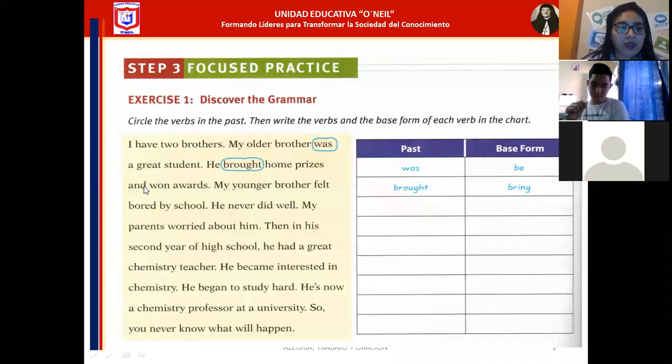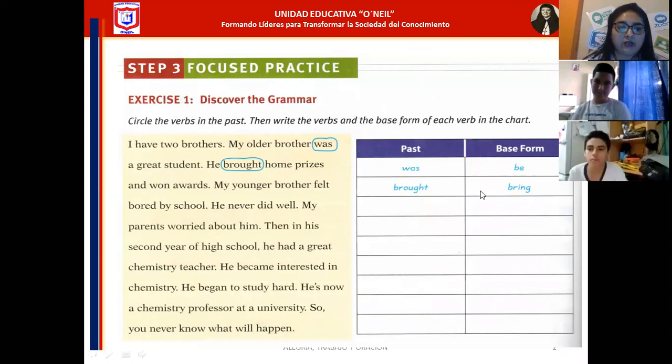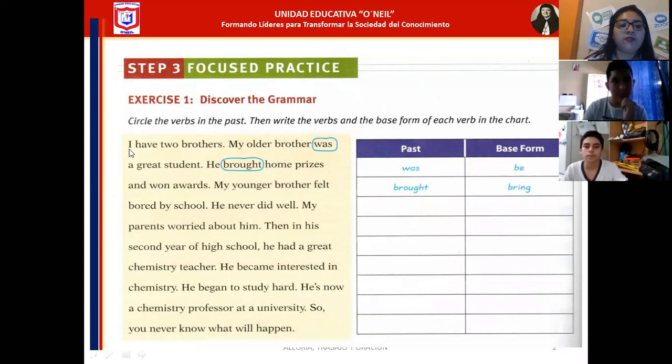Okay, and please help me to read, Jose Erazo, help me to read, please, all the paragraph. You speak very low and you start the reading, please, Jose Erazo.